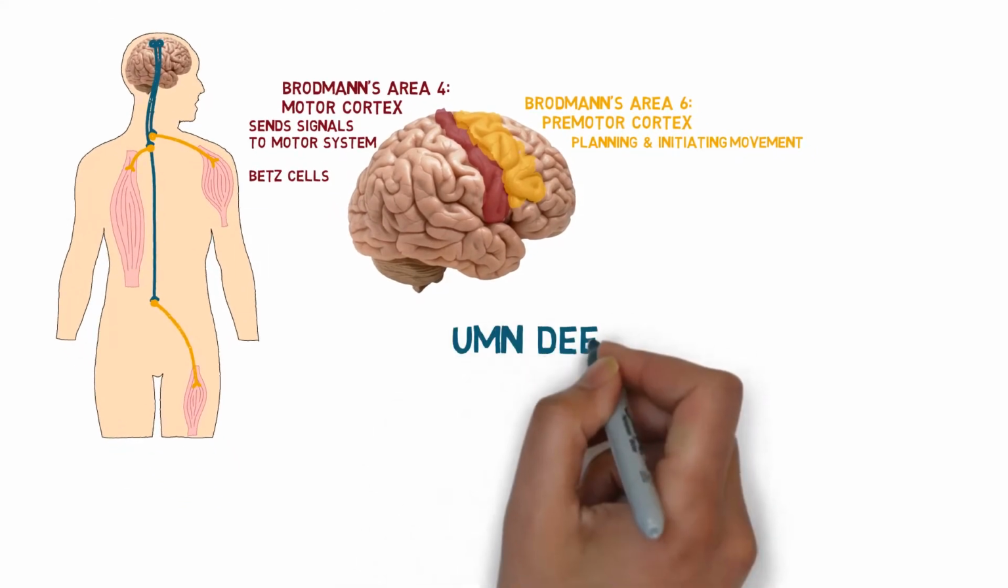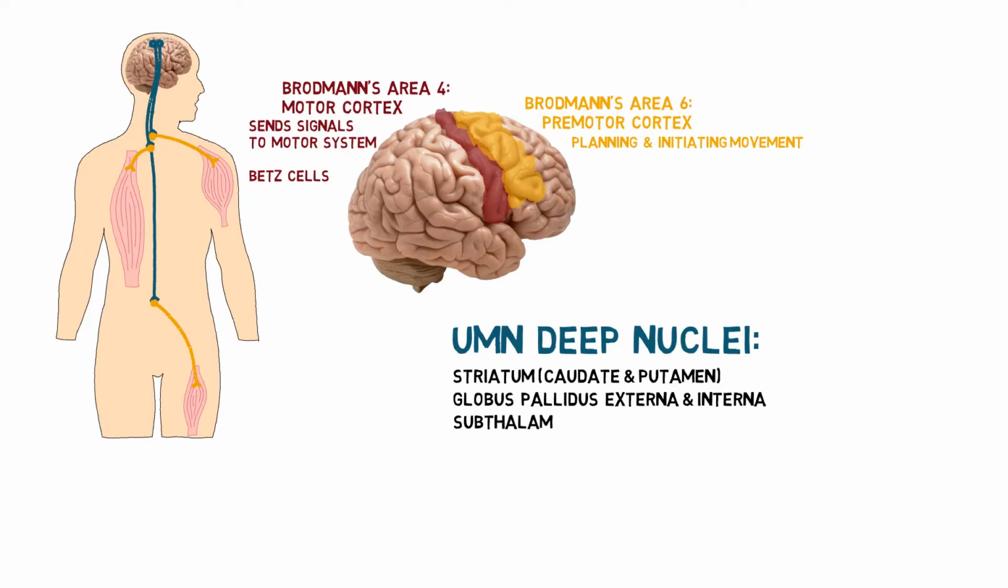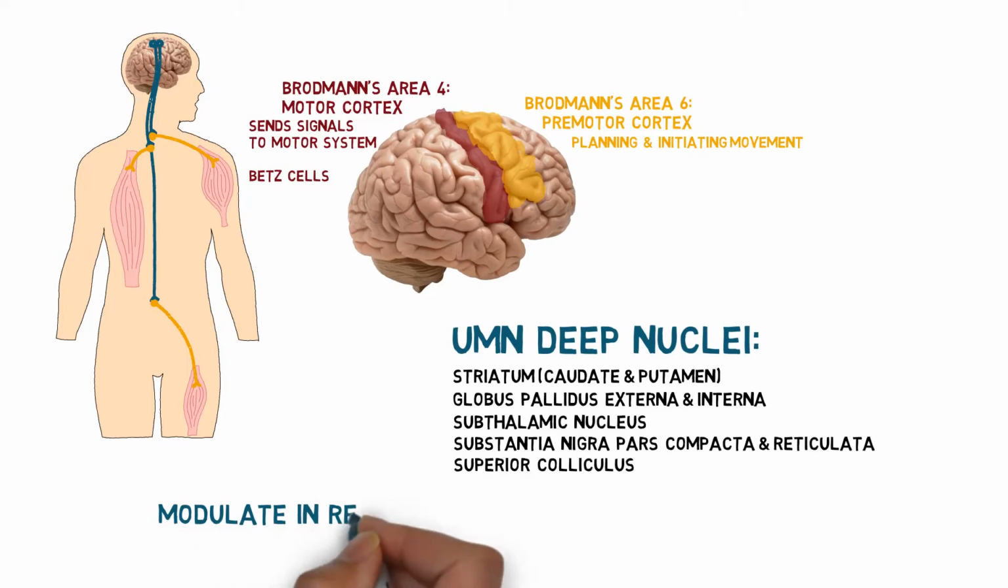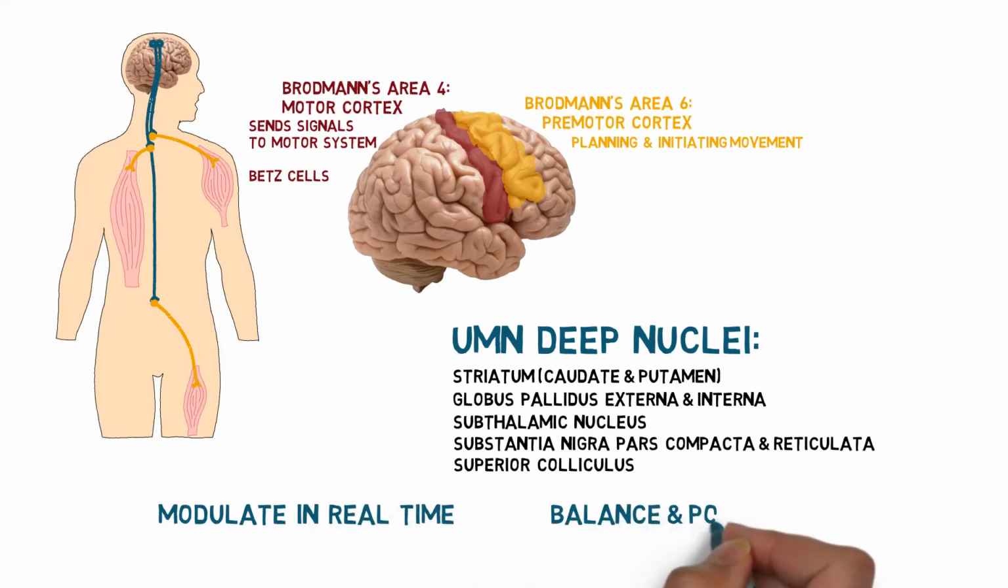The deep nuclei that are upper motor neurons arise from the striatum, caudate and putamen, the globus pallidus externa and interna, the subthalamic nucleus, the substantia nigra pars compacta and pars reticulata, and the superior colliculus. These nuclei send their signals to the spinal cord and also back up to the motor cortex, controlling and modulating all movement in real time.